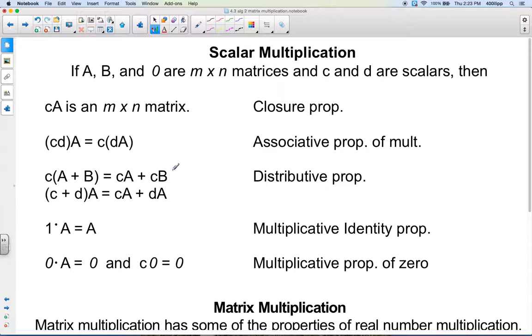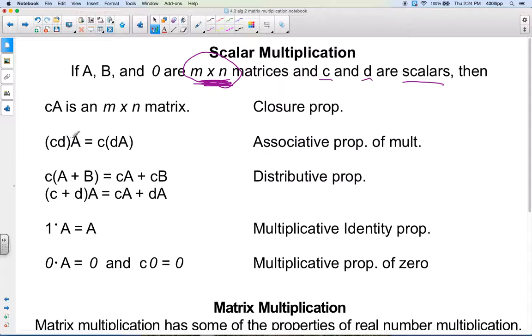Okay, moving on here. Here are some properties. We got scalar multiplication. A, B, and 0 are m by n matrices. These are dimensions. And C and D are scalars. Just like when we multiplied in that number, those numbers C and D are scalars. So if we are multiplying C, a scalar, times matrix A, then it's still going to have the same dimensions, not changing the dimensions of a matrix.